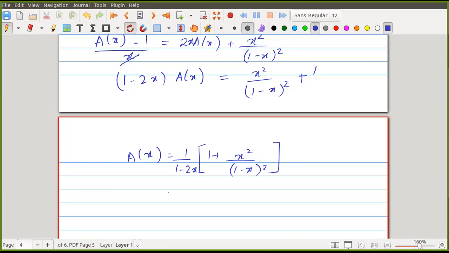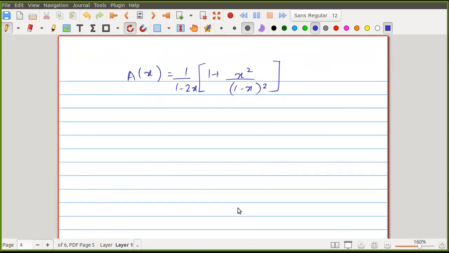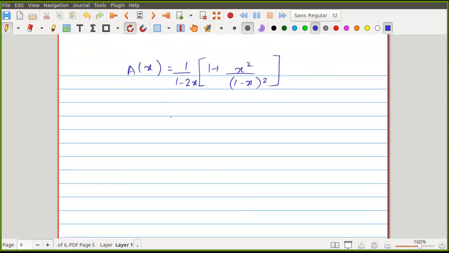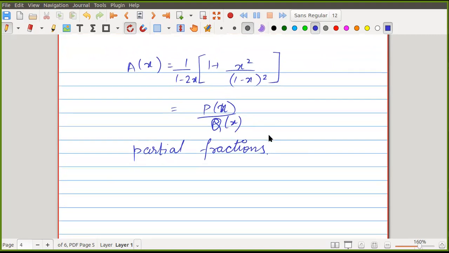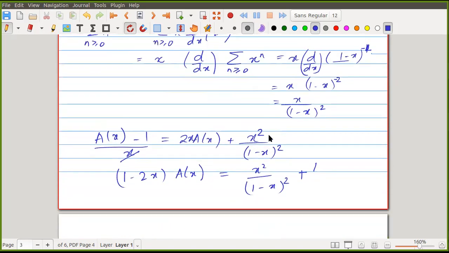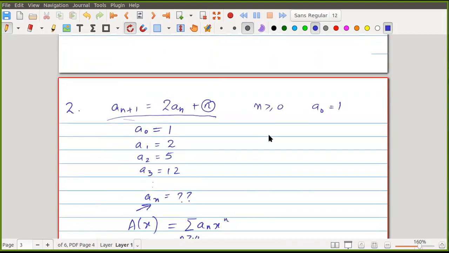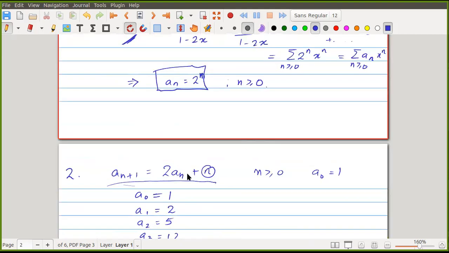Is this correct? Yes. Now from here, everyone knows what to do. You expand this, you bring it down in some p(x) over q(x) form, and then use partial fractions, and arrive at the answer. So this was all when you had only two terms of the recurrence, a_{n+1} and a_n.